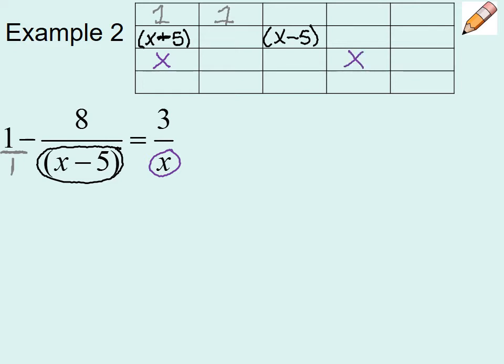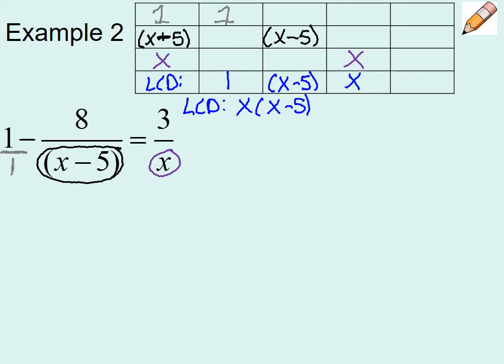Once I have this done, I really like to find my least common denominator. So my LCD, what is that going to look like? Bringing everything down, I'm going to bring down 1. I'm going to bring down x minus 5, and I'm going to bring down x. Now the 1 really isn't going to change my problem at all, so I'm not going to worry about writing that. So I'm going to have x minus 5 for my least common denominator.